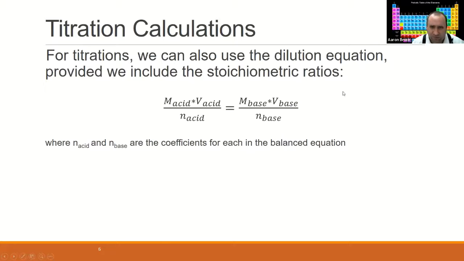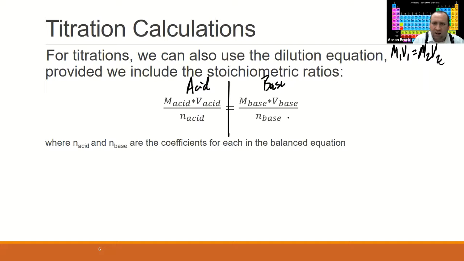When it comes to doing the calculations, we're going to use a modified version of the dilution equation. Remember that the dilution equation we've used before, M1V1 is equal to M2V2. This allows us to take solutions that are at a high concentration, dilute them to a new volume, and figure out what the concentration is based upon that volume. Here, all that we're doing is modifying it by splitting it into an acid side and a base side, and adding a denominator that accounts for the balanced chemical equation.